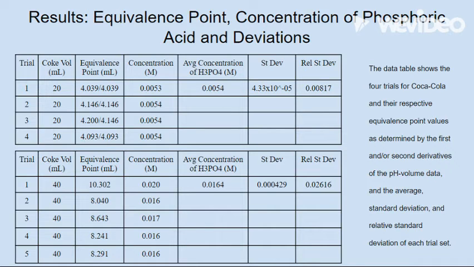This yielded a higher equivalence point for trial 1 at 10.302 milliliters as compared to the rest of the trials. The removal of this trial was warranted by the fact that the other 4 trials all had similar equivalence point values at around 8 milliliters. Overall, the average concentration of the 20 milliliter Coca-Cola trials was determined to be 0.0054 molar, and the average concentration of the 40 milliliter Coca-Cola trials was determined to be 0.0164 molar. Both data sets also exhibited low deviation values. It is important to note that as the volume of Coca-Cola used increased, so did the average concentration of phosphoric acid.